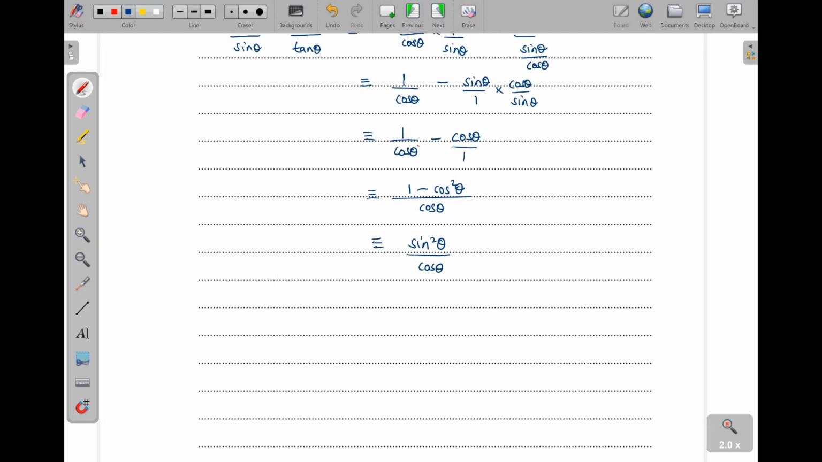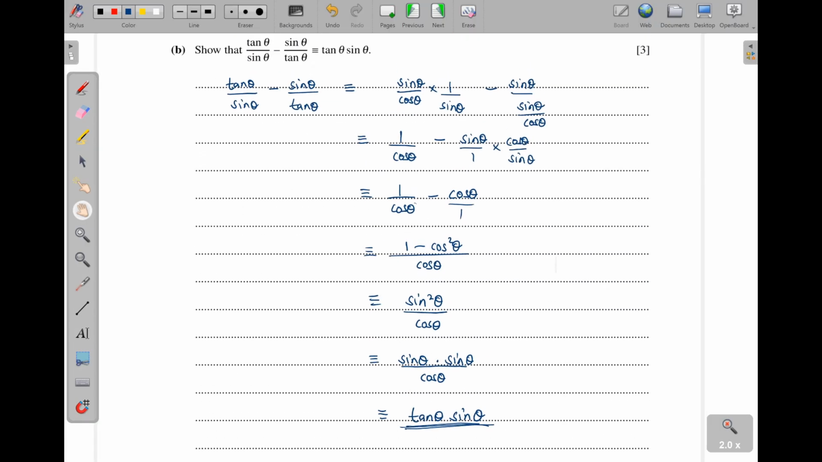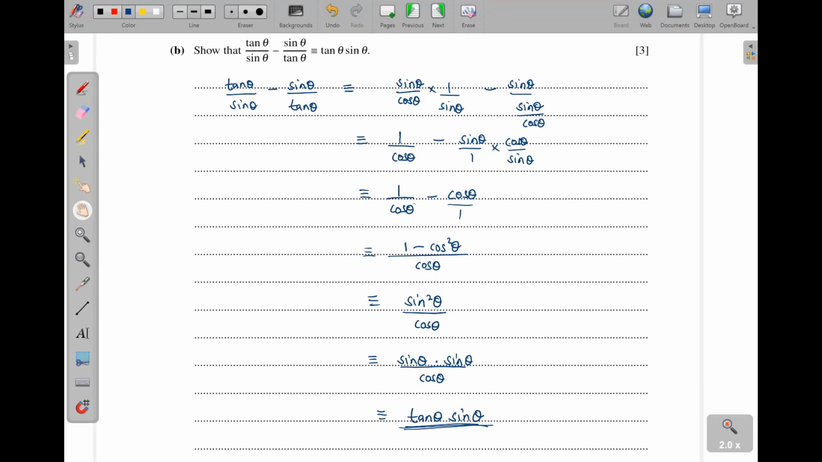Now, sine squared theta is the same as saying sine theta times sine theta. Now, down here we have cosine of theta. So sine theta over cosine of theta is the same as tan theta. And then we are remaining with the sine theta there. And this is what they have told us to prove. If you can check right up here, tan theta, sine theta.